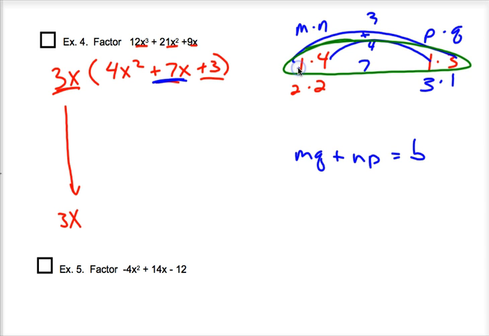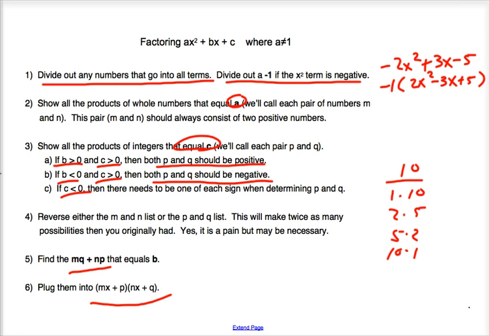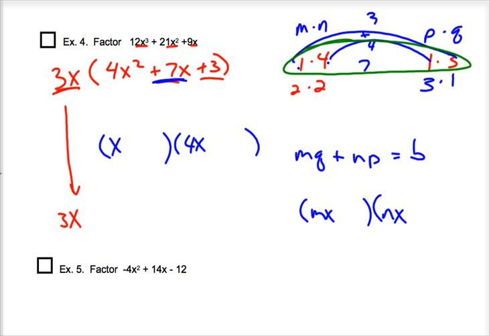I'm going to say that 1 and 4 are my x's. So it's going to be 1x and 4x. Just put them in order. And I gave you a pattern in case you like that. I did mx and then I did nx. That's the factoring that I showed you down here on the previous page. mx, nx. And then it's mx plus p and nx plus q.